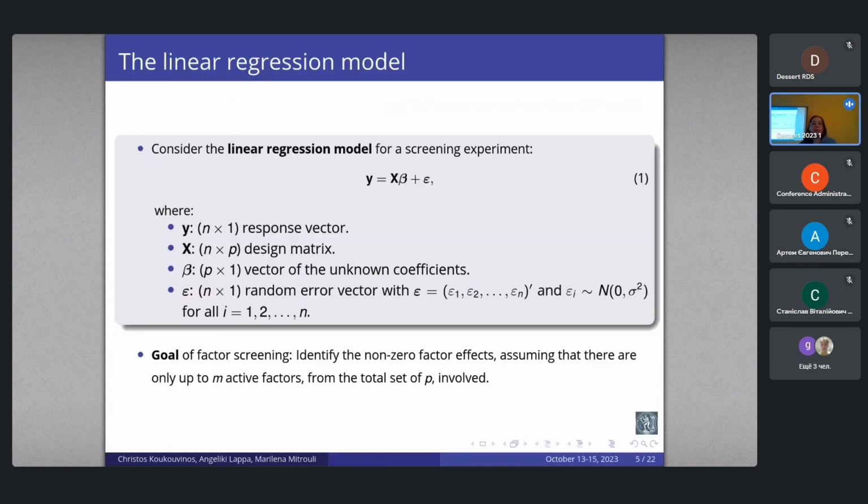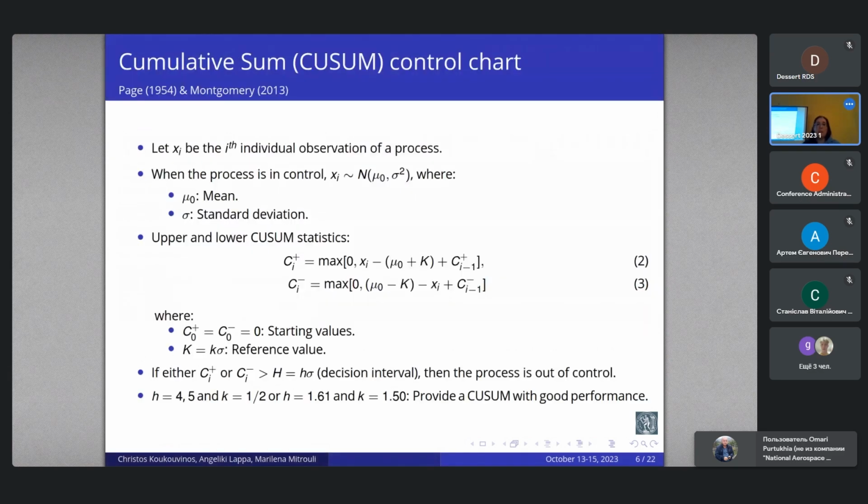Let's see the linear regression model that is given in equation 1, where y is our response vector, X is the design matrix, beta is the vector of unknown coefficients, and epsilon is the random error vector, assuming normality. Our goal in the screening experiments is to identify the non-zero effects, assuming there are up to m active factors from the total p involved. This is very important during screening experiments.